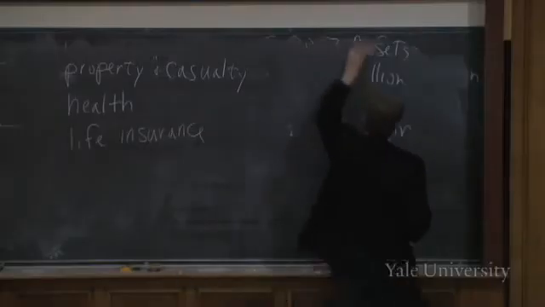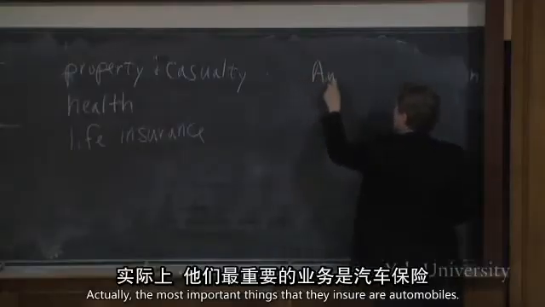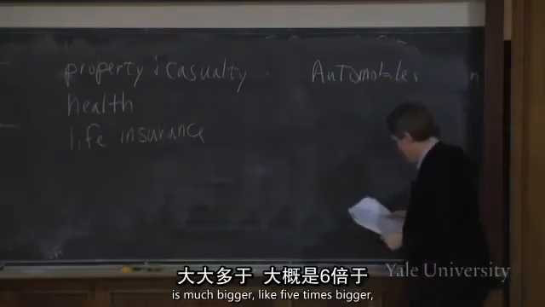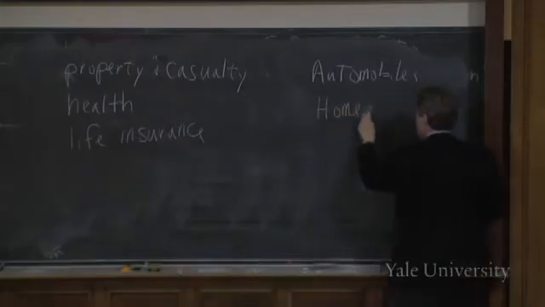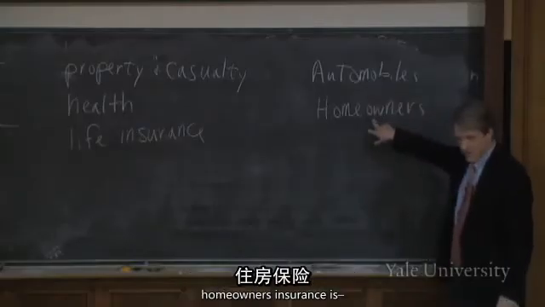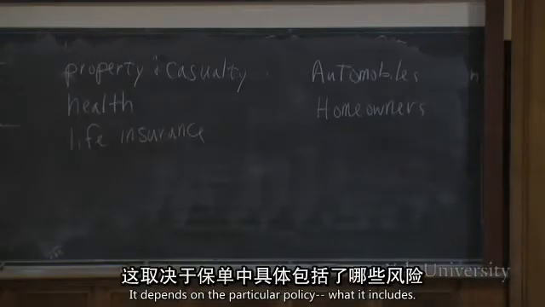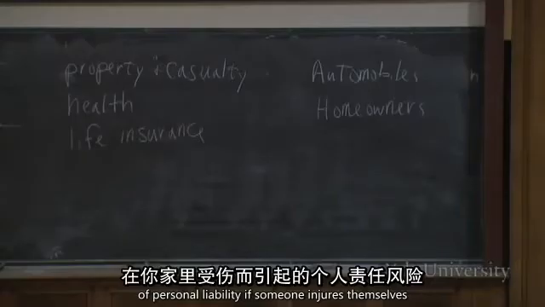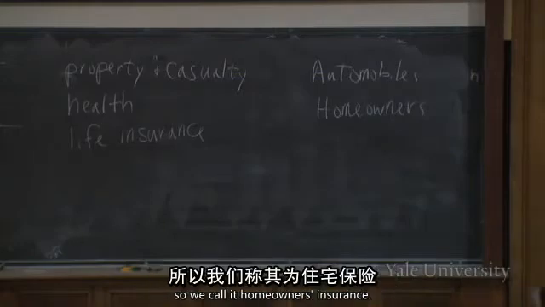What do they insure? Actually, the most important thing that they insure is automobiles. The total premiums collected on automobiles is much bigger, like 5 times bigger than the premiums they collect on homeowners. Automobile insurance is collision insurance. Homeowners insurance used to be called fire insurance, but now they've extended it to include so many other risks. It depends on the particular policy what it includes. It might include risks of personal liability if someone injures themselves on your property, or risks of storms, of hurricanes, earthquakes, everything else. So we call it homeowners insurance.